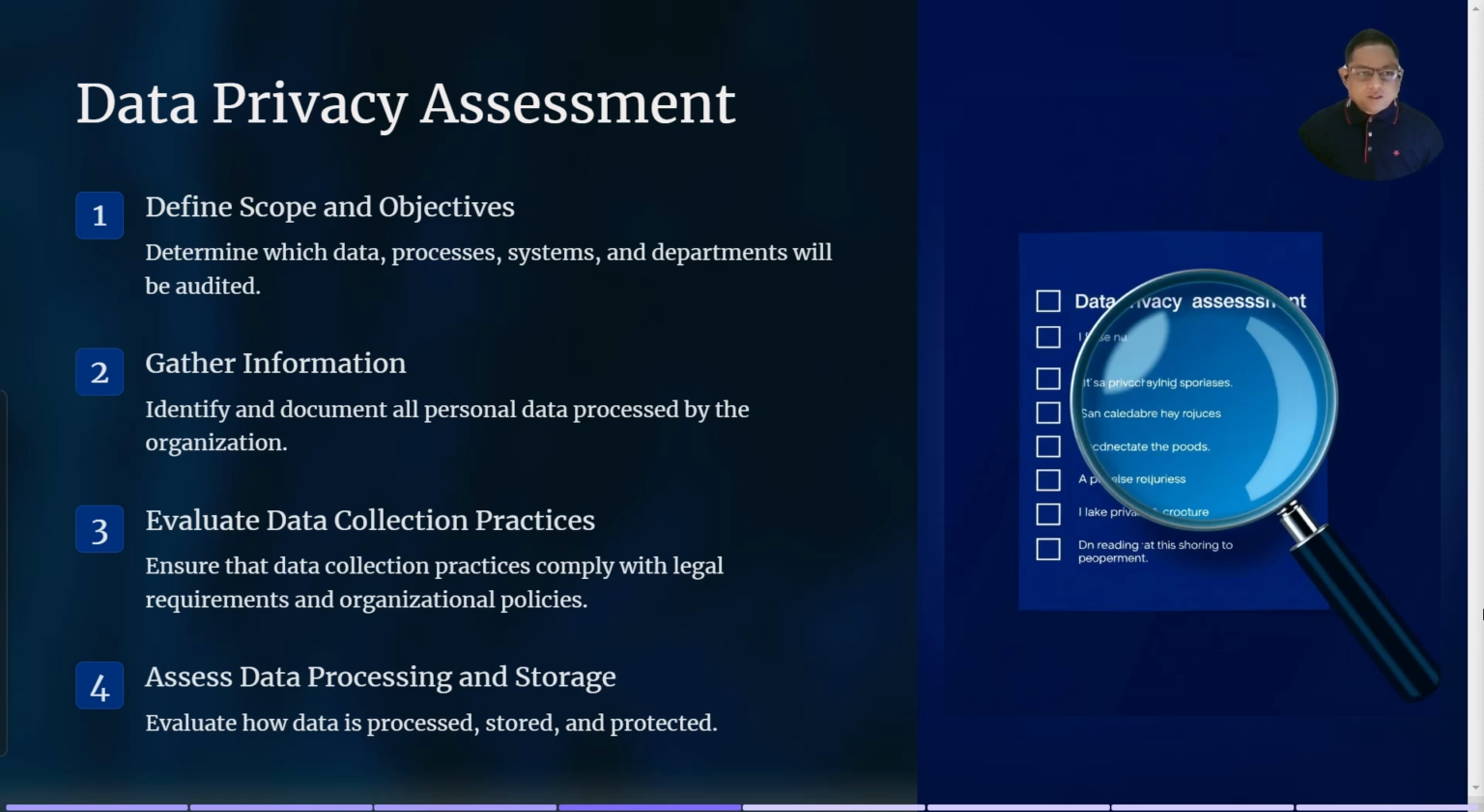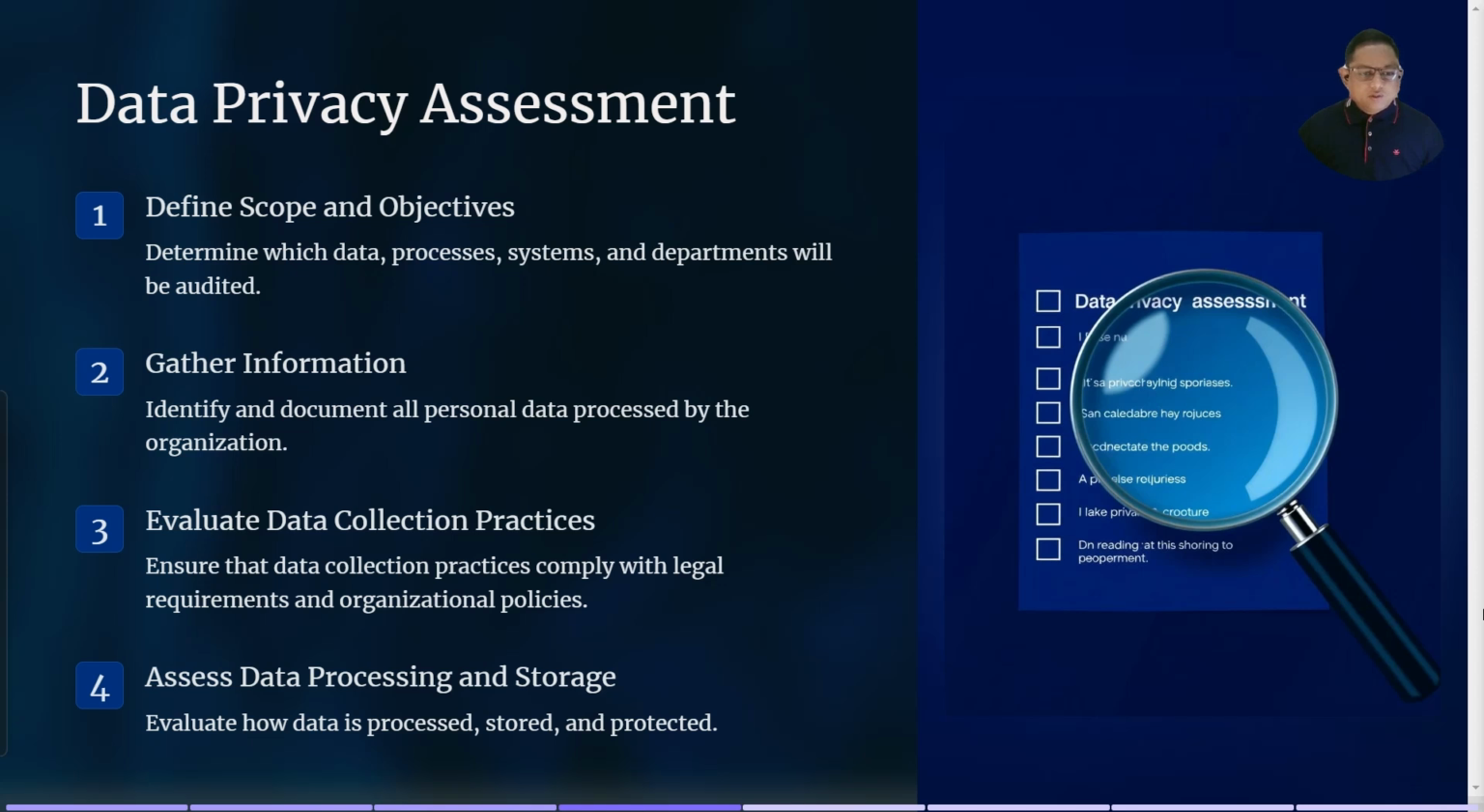Data privacy assessment. First, define scope and objectives. Determine which data processes, systems, and departments will be audited. Second, gather information. Identify and document all personal data processed by the organization.